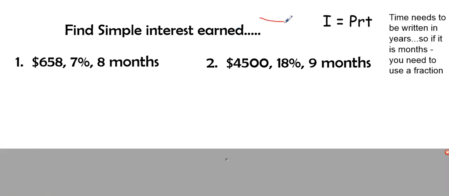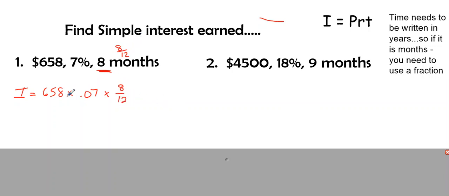All right, so let's check this next one out. If you notice, this is different because they're in months. So interest equals 658 times 0.07 times 8 months. Now, I said it has to be in years. It has to be in years. So that would be 8 over 12, because that is the months. Okay, so it's 8/12. Now, if you want, you could simplify that. I'm not going to. I'm just going to leave it at 8/12.